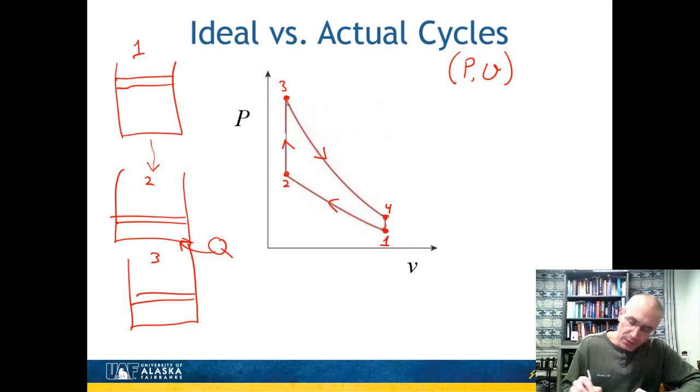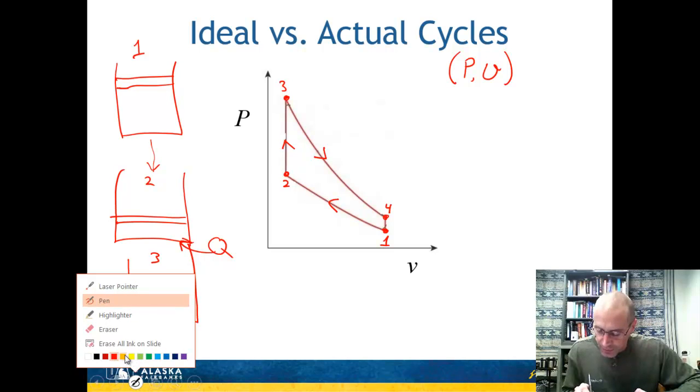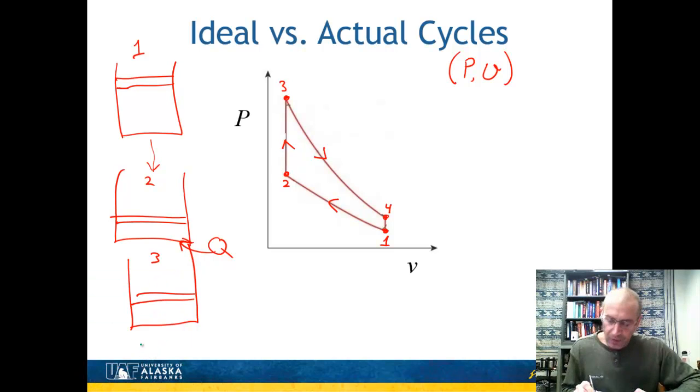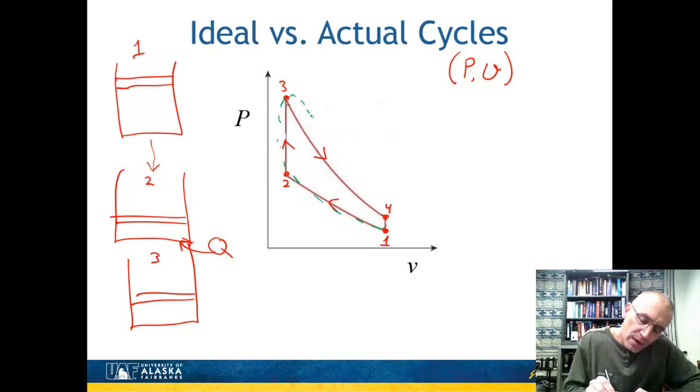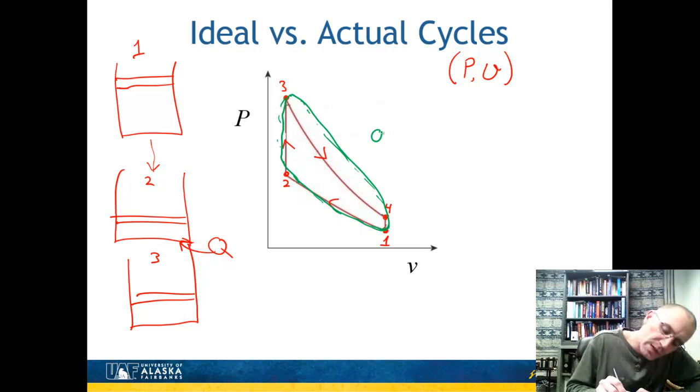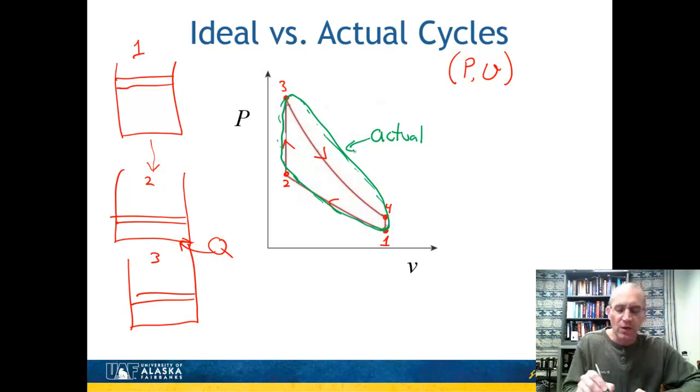And actually, if I was to go ahead and draw the cycle, let me change my pen color to something a little different when I draw on here. It actually might look something like this, right? So it sort of rounds out the whole thing. And there would be my actual cycle. So there's the actual cycle, and what I have shown before would be an ideal cycle.